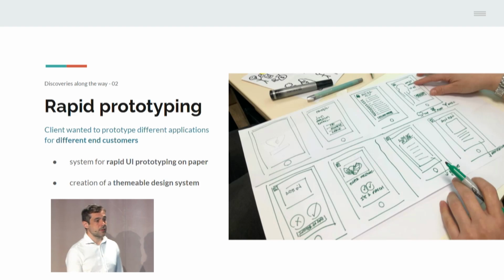So a design system is a set of components. We will see a bit more about it later. And themeable, in the sense that for the end customers, like the graphics, the colors, and a few other elements should be customizable.